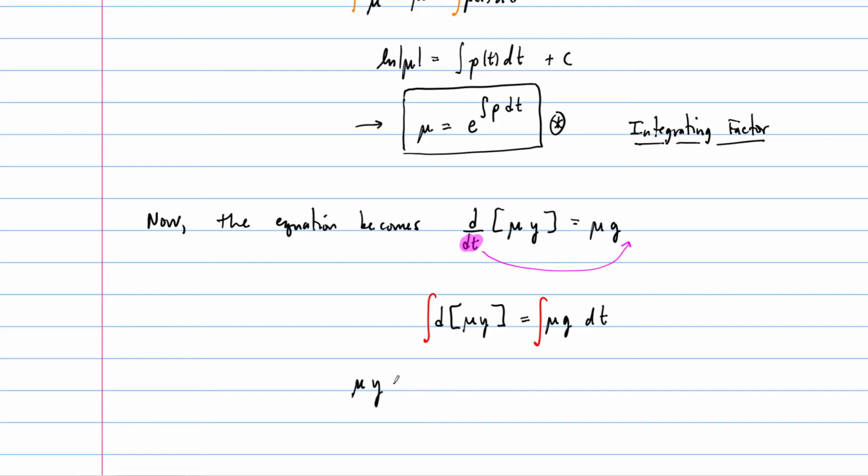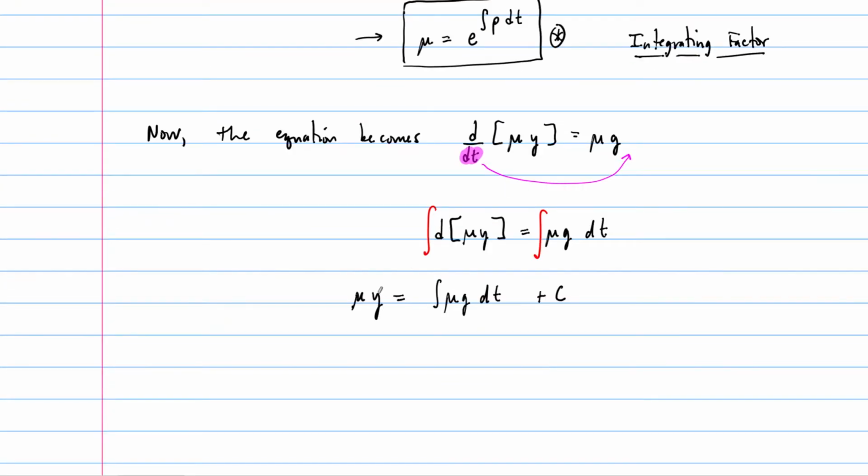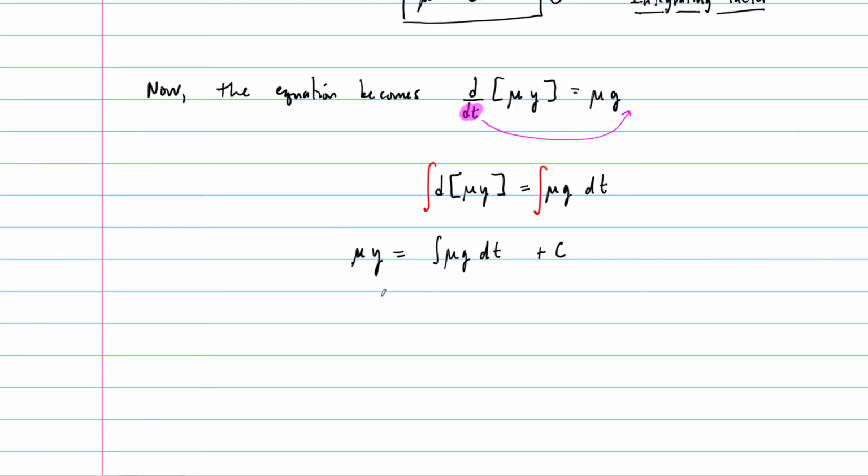And on the right-hand side, again, we don't know right now, these are just symbolic functions, right? But this is just going to be the integral of mu times g dt, and we can put our plus c here. We can just work that in. But remember, our goal is to find this y, right? Find this function y. And so we just have to divide through by mu.